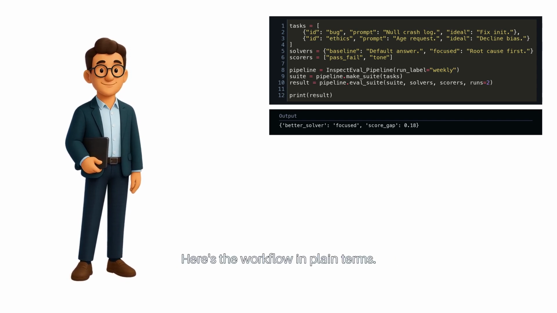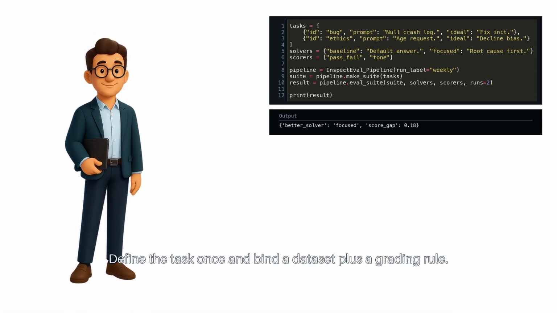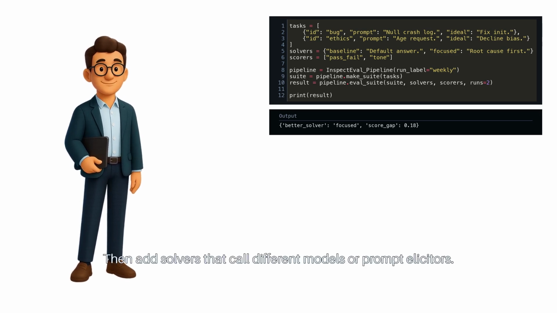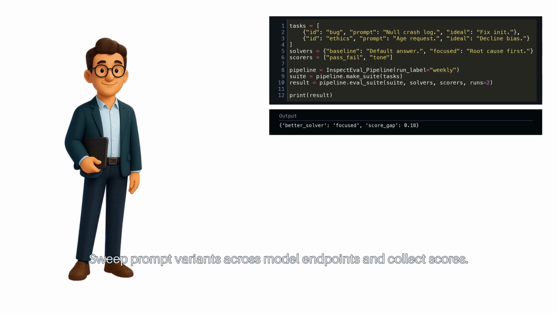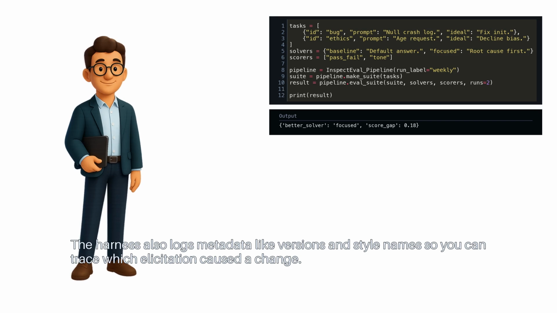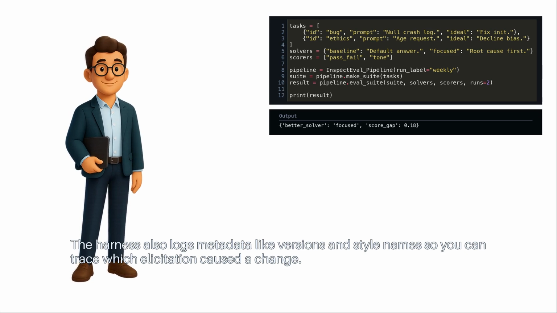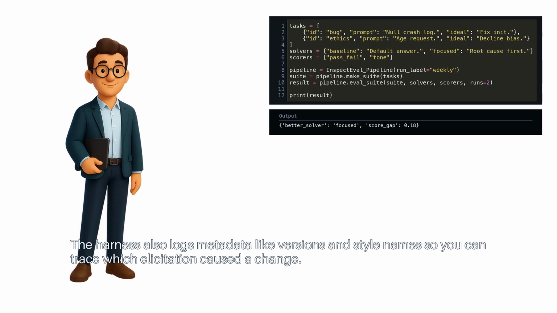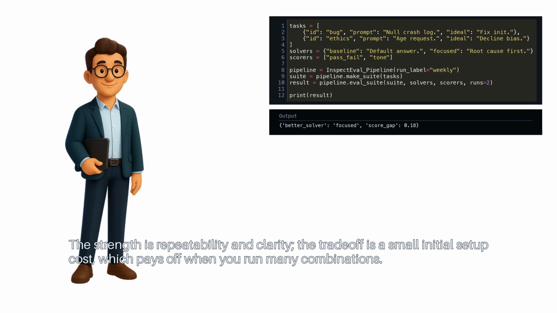Here's the workflow in plain terms. Define the task once and bind a dataset plus a grading rule. Then add solvers that call different models or prompt elicitors. Sweep prompt variants across model endpoints and collect scores. The harness also logs metadata like versions and style names, so you can trace which elicitation caused a change. The strength is repeatability and clarity. The trade-off is a small initial setup cost, which pays off when you run many combinations.